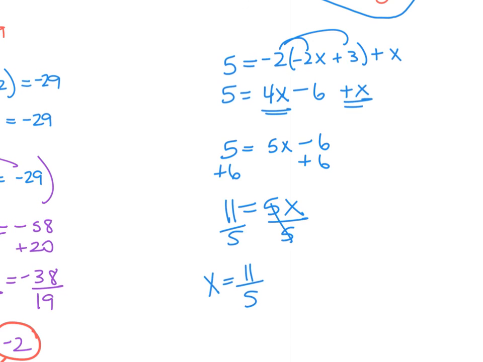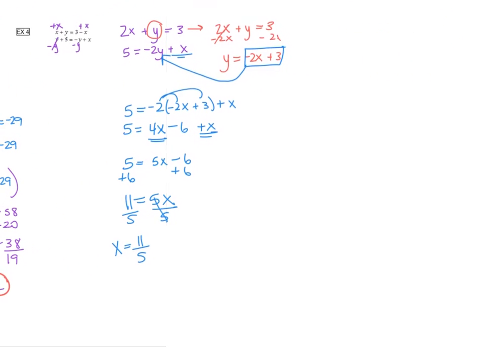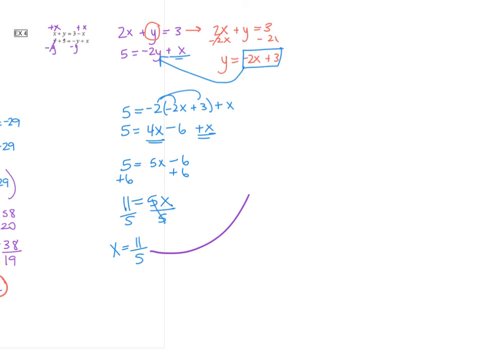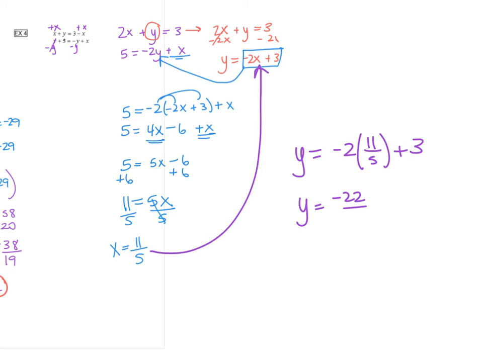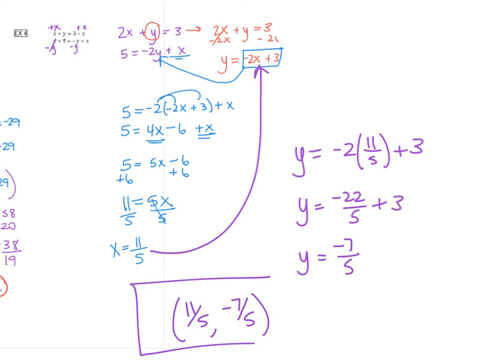All right, what do we do with that 11/5 once you get one answer? We're going to plug it back into the box. So y equals negative 2 times 11/5 plus 3. You can do all this with your calculator. We get negative 22/5 plus 3, and then on your calculator that's going to give you negative 7/5. So our solution is the ordered pair 11/5, negative 7/5. And we're done.